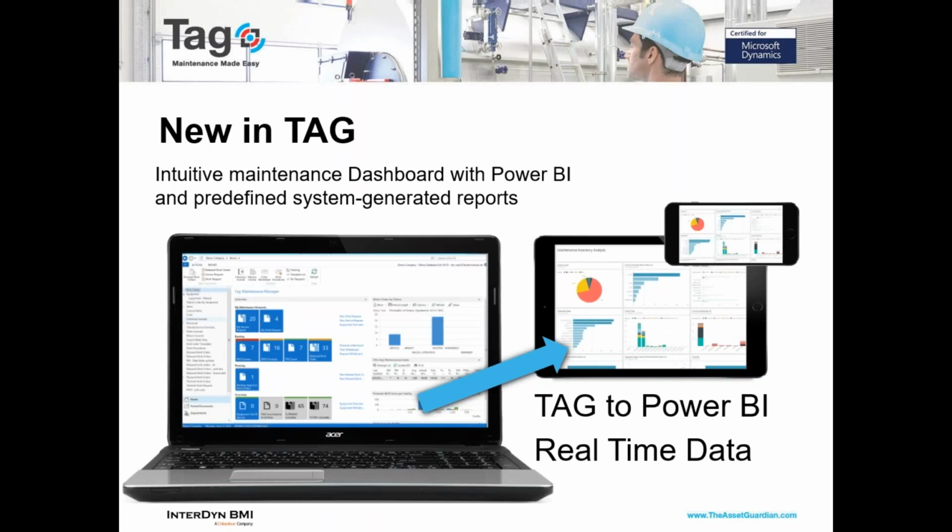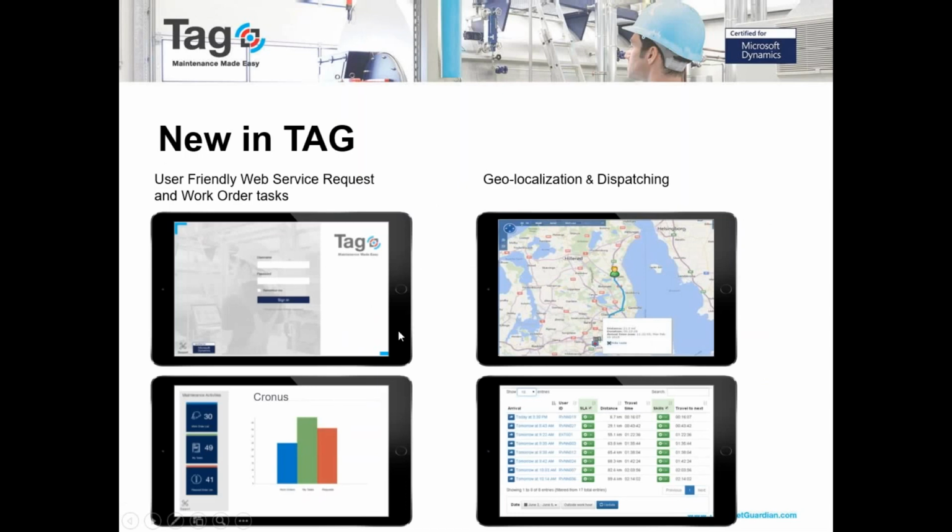A couple things that I should mention that are new to TAG. One is Power BI, which has gotten a lot of bandwidth recently from Microsoft. The idea here is that we're taking the maintenance histories, the maintenance transactions, and pushing them through to be able to pick them up in Power BI. I'll show you a little bit about that at the end of the presentation today. Essentially we've created a template and we're able to push those maintenance entries through and present them in Power BI with TAG.